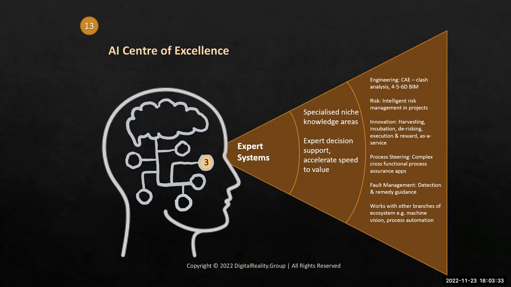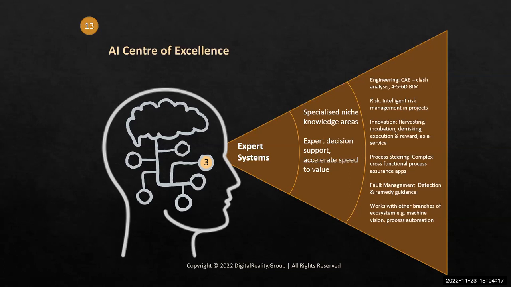So you can check whether moving parts clash, for example, in robotics. You have building information management. They have 4, 5, 6 dimensions building information management systems. What are other expert systems? For example, systems that specialize in niche areas like intelligent risk management in projects. So they focus only on risk. There can be other expert systems that help to harvest, incubate, de-risk, and basically monetize innovation. So that's a niche area by itself.